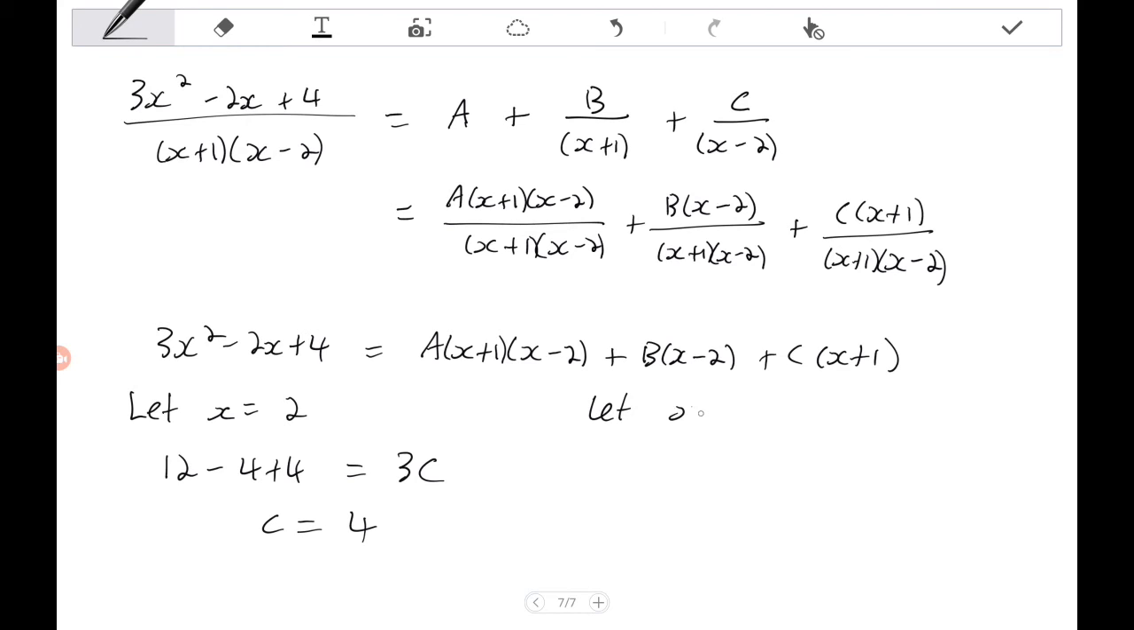We can let x equal minus 1. We get 3, add 2, add 4, equals this one goes, and we're left with the b term. Minus 1 minus 2 is minus 3, minus 3b. 3 add 2 is 5, 5 add 4 is 9. Divided by minus 3, b equals minus 3.